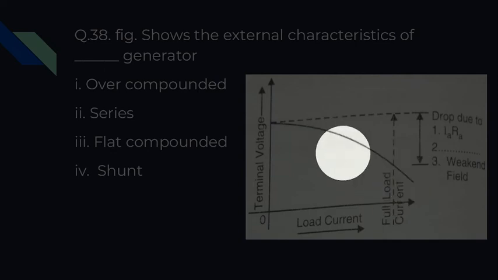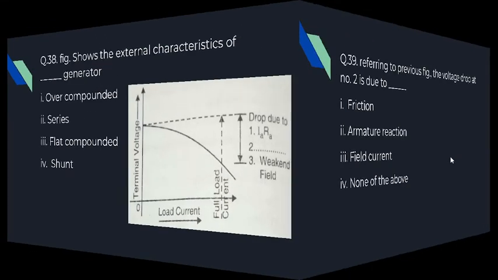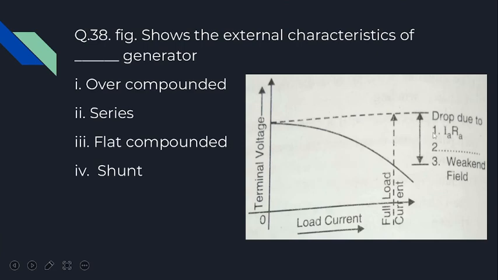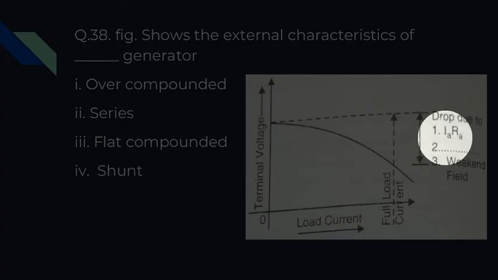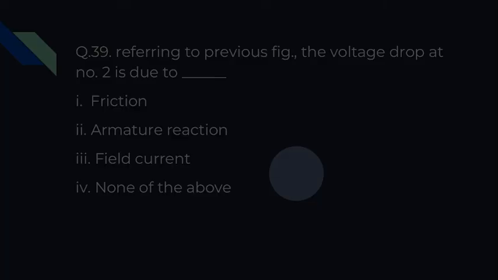Now question number 39 is relevant to this graph, wherein the drop due to the second point is not mentioned. So what is that second? That is the question here. Referring to the previous figure, the voltage drop at number 2 is due to dash. Generally, the different types of voltage drops we get here are an armature voltage drop, a field weakening voltage drop, and also an armature reaction. So point 2 is highlighting the armature reaction. That is, because of the armature reaction there will be a voltage drop in the shunt machine also. So option 2 will be the answer for this question.